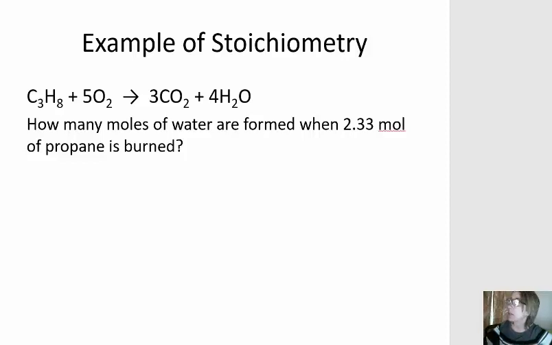So in this question, we're asked how many moles of water are formed when 2.33 moles of propane are burned. So pause the video and see what you come up with.